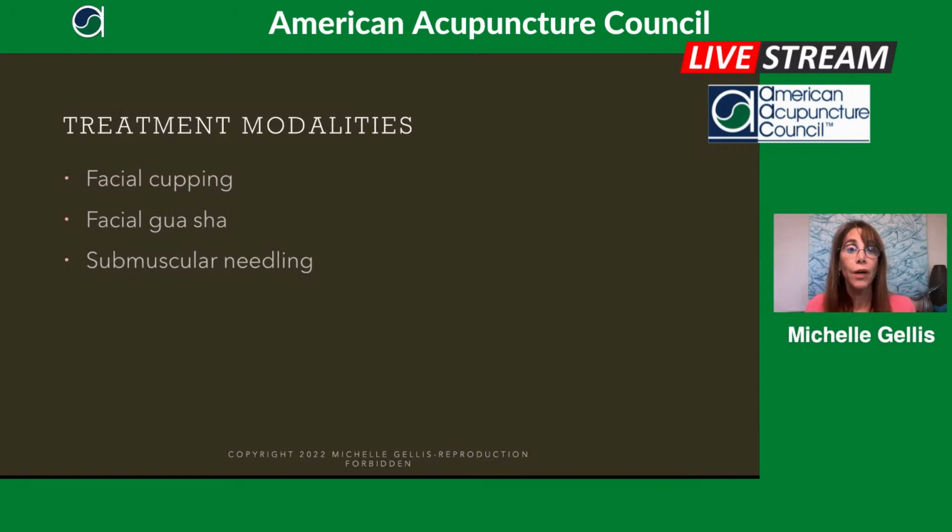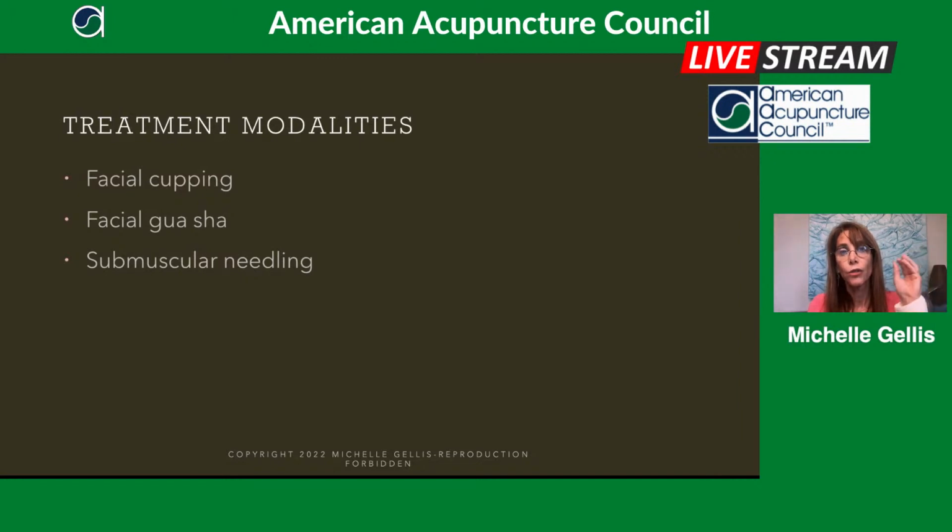So, what are some of the treatment modalities that we can use in order to affect this fascia on the face? Well, one very effective treatment is facial cupping. Now, facial cupping is something, it's a skill that you would need to learn. It's not like cupping on the back. You don't want to try to use your glass cups and cup the face the way you would a back or a neck or a shoulder or a hip.